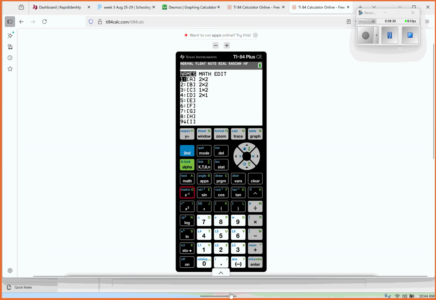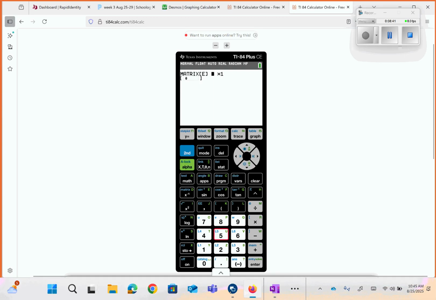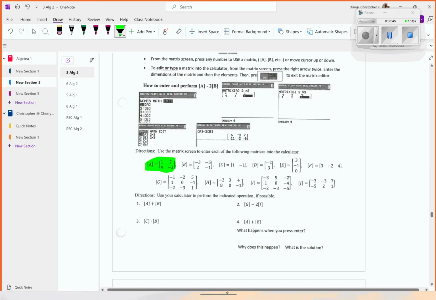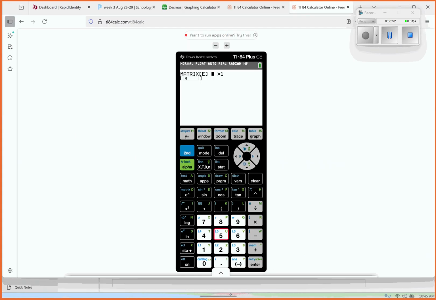Go back into matrix. We're going to go back over to edit, down to number 5. And number 5, letter E, is a 3 by 1. And what are my numbers on that letter E? 3, -1, 0.